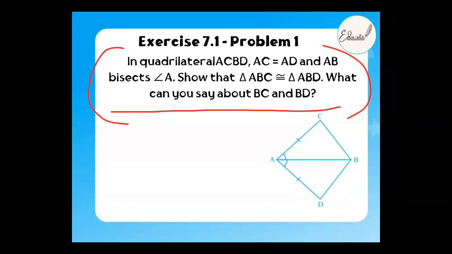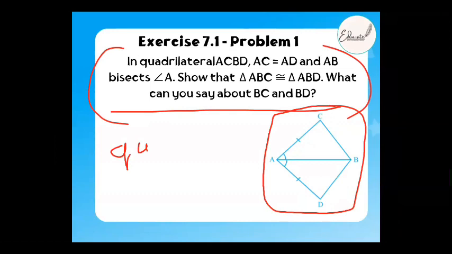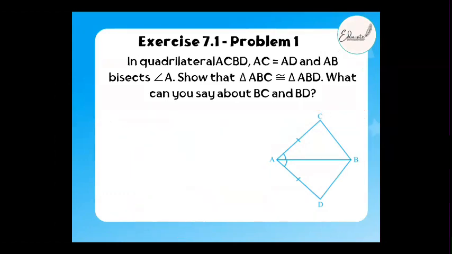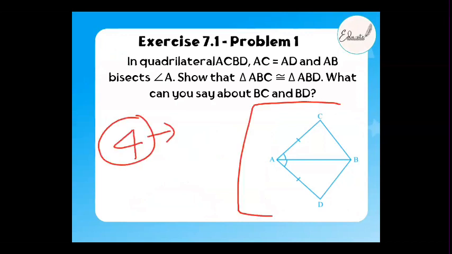Laiba, read this problem for me, beta. In quadrilateral. Okay, this is a quadrilateral. What is a quadrilateral, Laiba? A quadrilateral means any figure that has four sides. That's the definition of quadrilateral. Quad का मतलब होता है चार. Any figure that has four sides is called a quadrilateral.